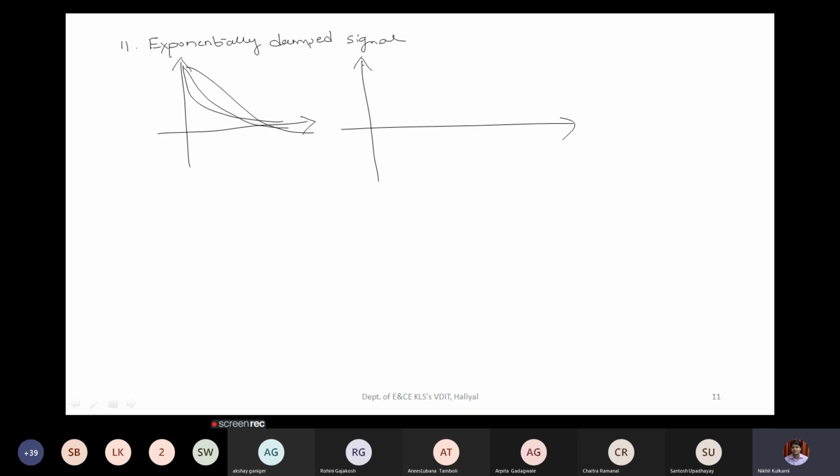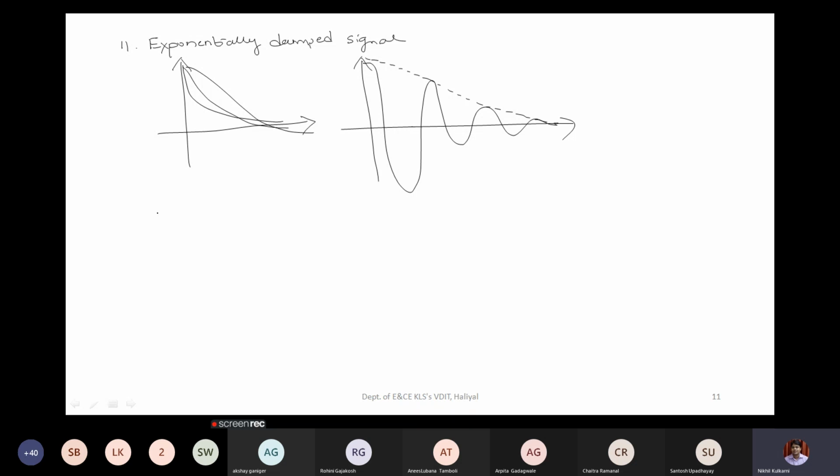So usually we take exponentially means initially it may have a higher value. But as you go towards the time, it may decrease. So if you plot that also, that is going to give you exponentially decaying signal only. So here we have the exponentially decaying function. So its standard definition is like this.